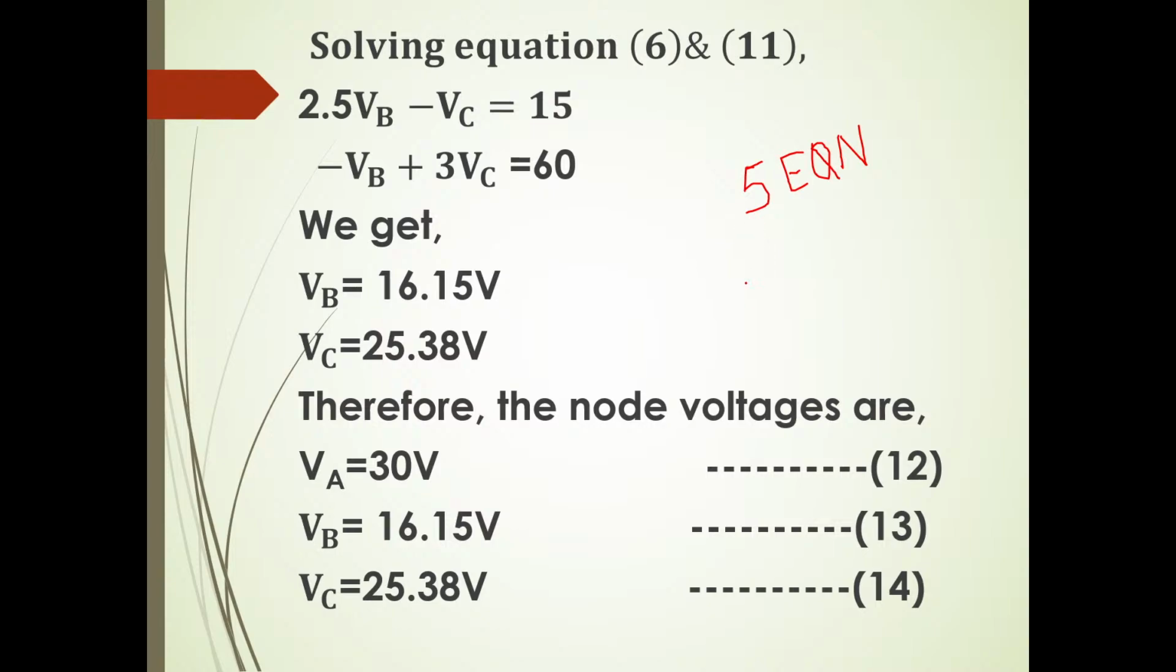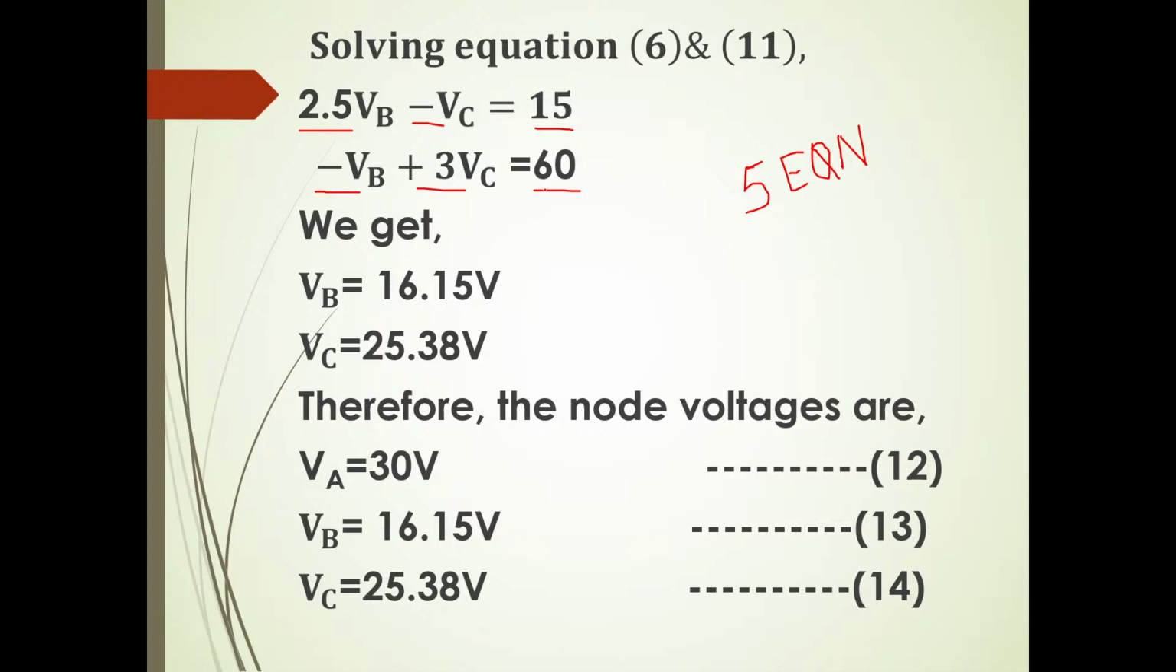After pressing 5, first type 2.5. After that type minus 1. After that type 15. And after that type minus 1. After that type plus 3, which means simply type 3. After that type 60. After typing each number, you must press enter. At last, when you type 60 and press enter, then you just press the equal to button.